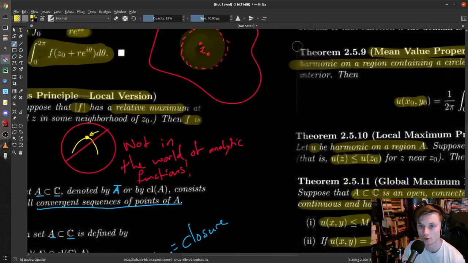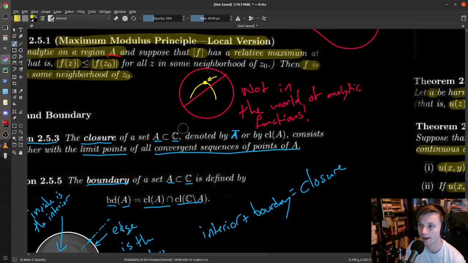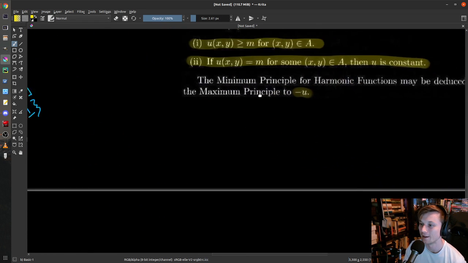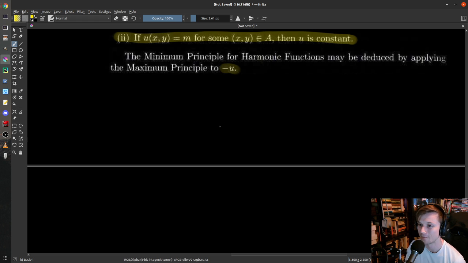Kind of returning to our picture before, we don't have this in the world of harmonic functions, but we also don't have the opposite version of it. In some sense, it says that everything in this case is kind of saddle shaped.